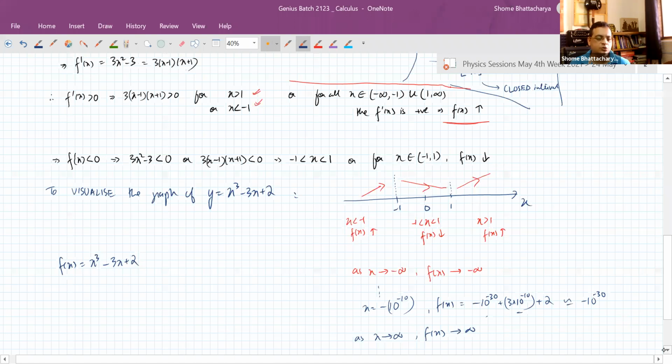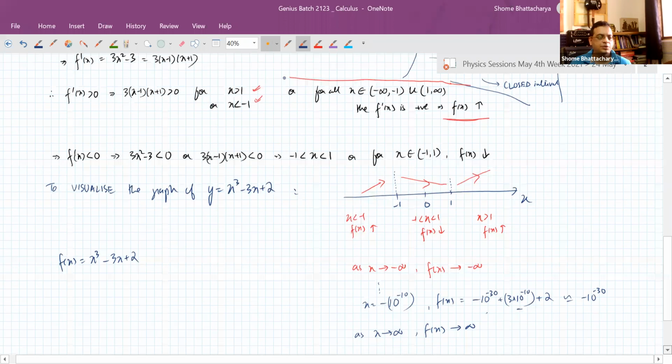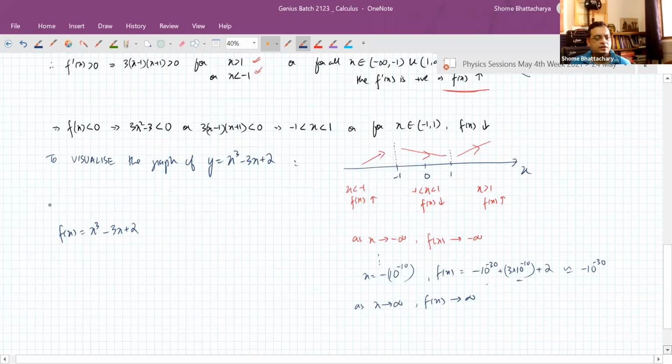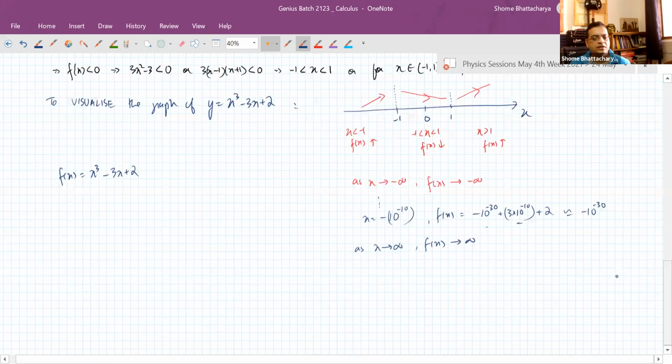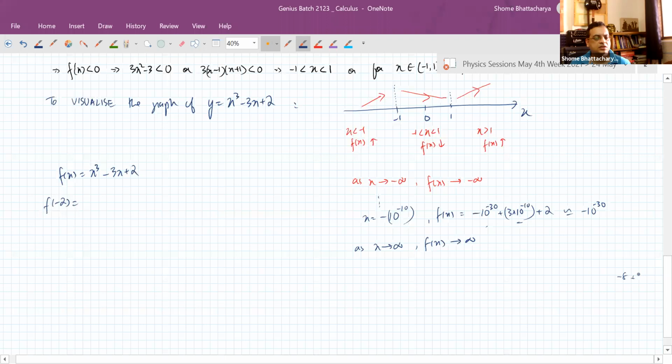Okay, so let's check out some values in between also. So for example, what is the value of the function at -2? Can you check and tell me? It will become -8, right? Plus 6 plus 2, so it's 0.